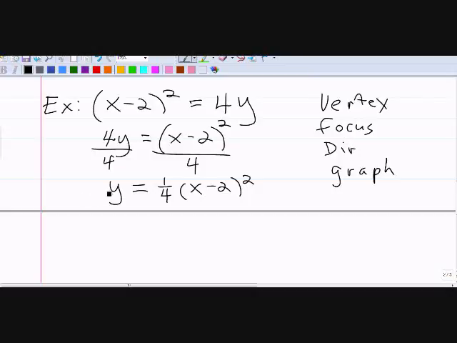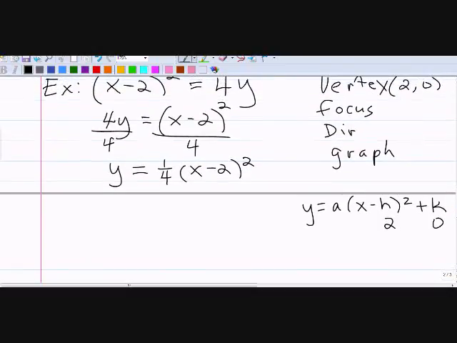All right, so this is in my form y equals A times x minus h squared plus k, where my h is 2 and my k is 0. So my vertex is at 2, 0. Give myself a little more room for the graph. So here we go, 1, 2, 0. There's my vertex. Is this one open up, down, left, or right? Up.